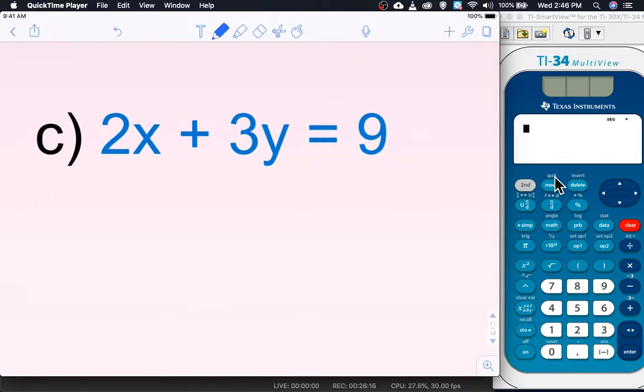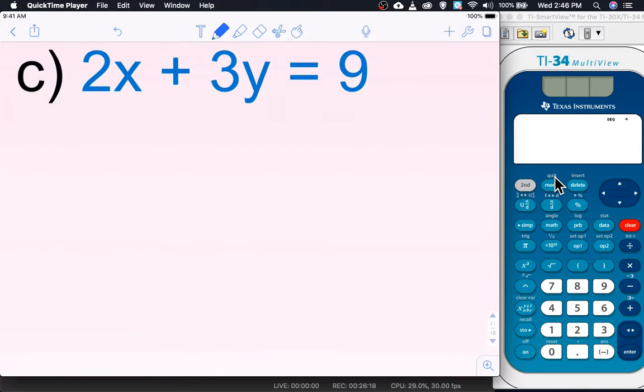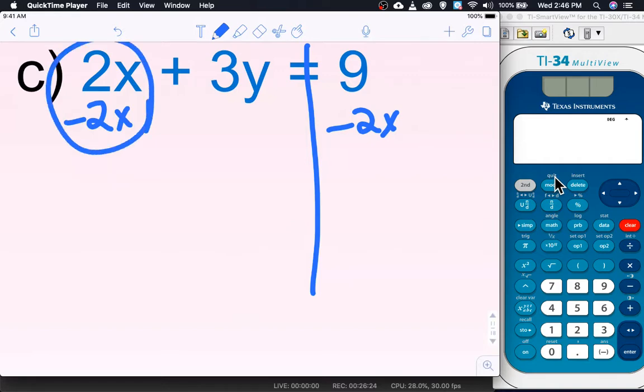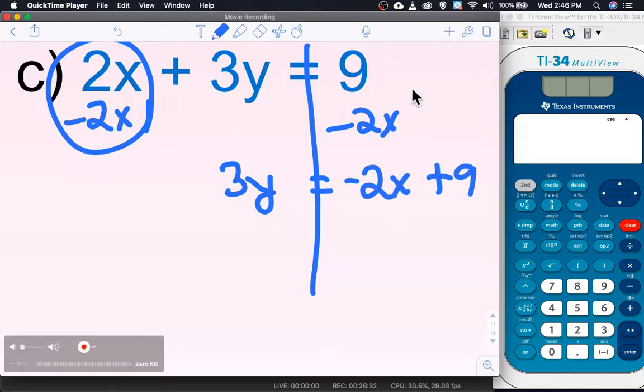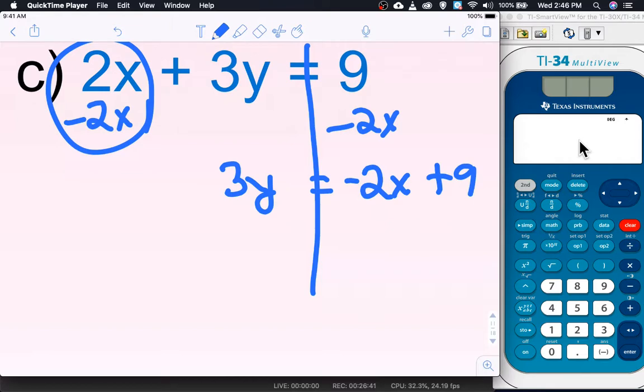All right, letter C. So in order to get the y variable by itself, I'm going to start by subtracting 2x on both sides to cancel out this positive 2x. 3y equals negative 2x plus 9. I cannot combine these two together, so I just bring both pieces down. Here's my negative 2x. Here's my positive 9. We are then going to divide by 3 in order to get the y by itself.